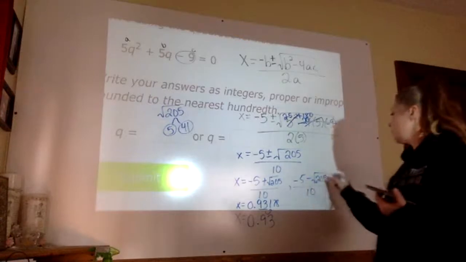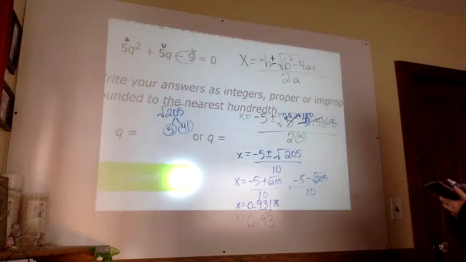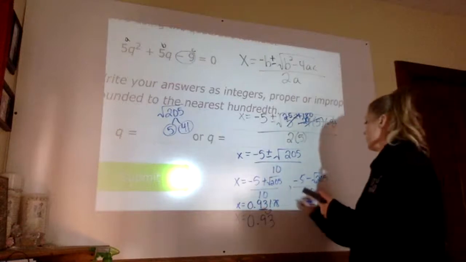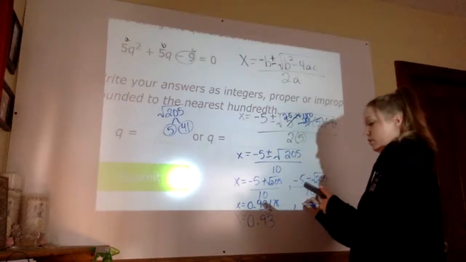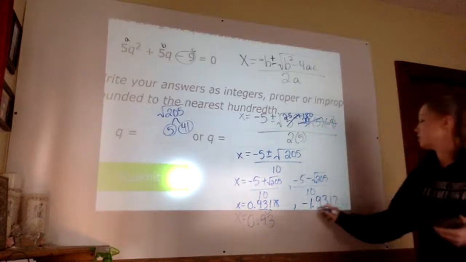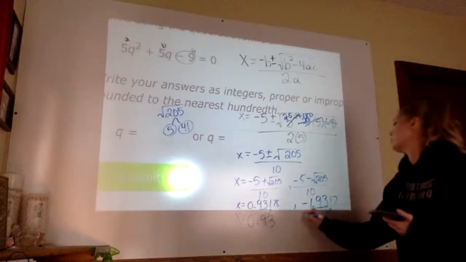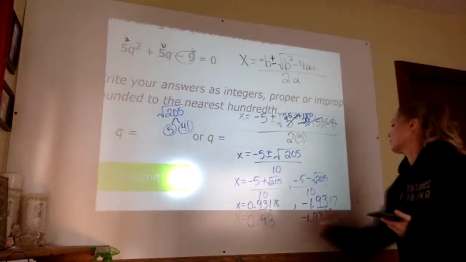And then over here on this side, I've got negative 5 minus, this time, the square root of 205. And then I hit equal and then divide by 10. And then that equals negative 1.9317, blah, blah, blah. Again, just two decimal places. Look to the right. It's less than 5, so the 3 stays at 3. So you've got negative 1.93.